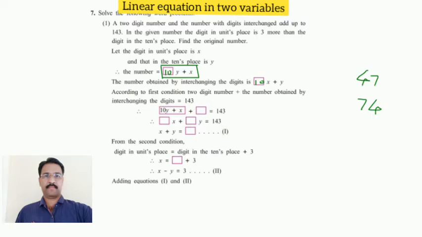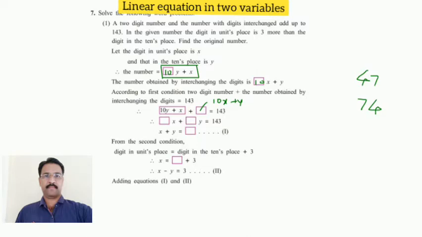Now the next part is their addition. The original number and the interchanged number, their addition is 143. So we have to write the original number, 10y plus x, and now the interchanged number, 10x plus y. I will write 10x plus y here, just outside because there is no place. Understand?